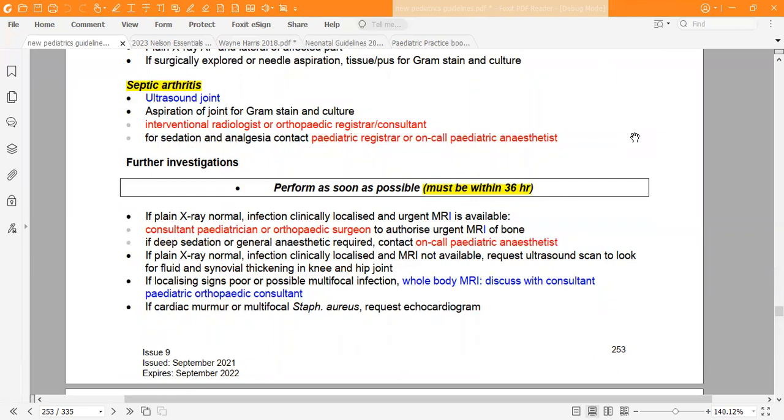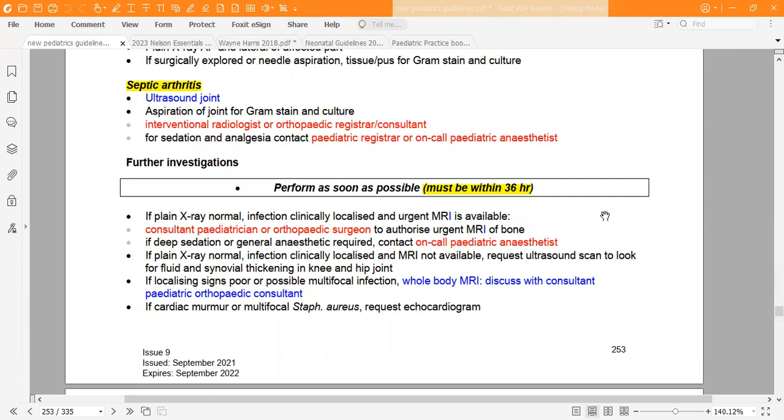Before, as soon as possible, must be within 36 hours. All the following investigations need to be done as soon as possible, within 36 hours, not later. If the plain X-ray is normal, so if we have already done a plain X-ray for the affected joint and it is normal, infection is clinically localized and urgent MRI is available, the consultant pediatrician or orthopedic surgeon authorizes urgent MRI of bone.